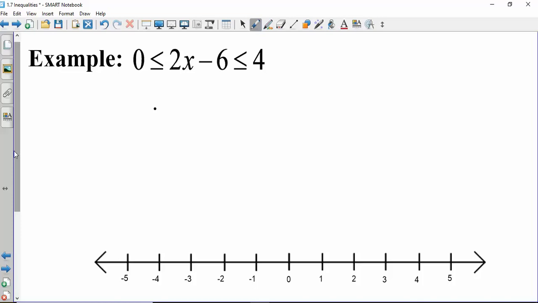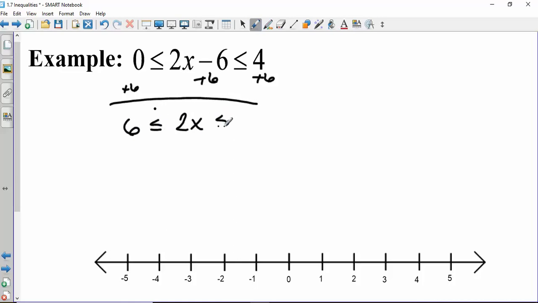So I'm trying to get my x by itself. Where do we start? Okay, so we add it to everything. So 0 plus 6 is 6, less than or equal to 2x, less than or equal to 10. And then divide by 2. Do I have to flip my inequalities? No. So 3 less than or equal to x, less than or equal to 5.